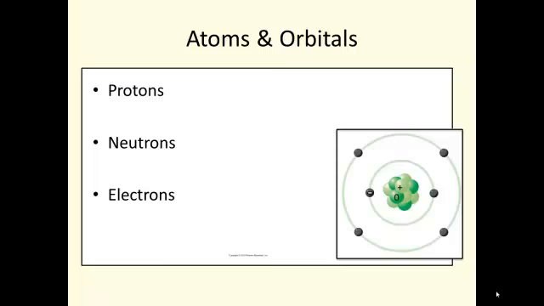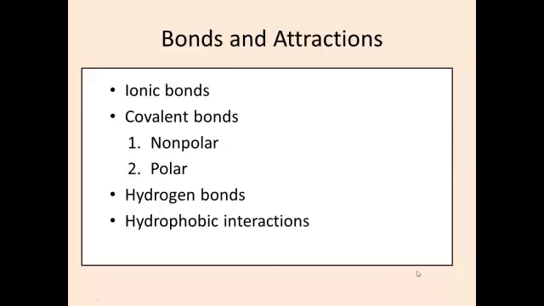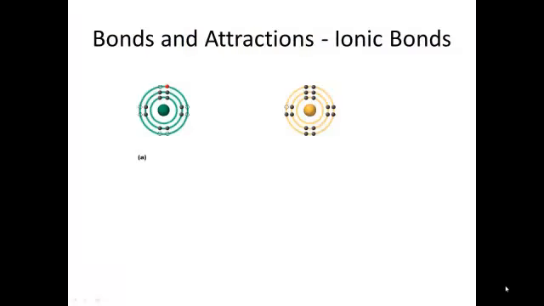with other atoms. In this next section, we're going to talk about bonds and attractions. We're going to talk about ionic bonds first, then covalent bonds, of which we have 2 types, nonpolar and polar. Then we're going to talk about hydrogen bonds and hydrophobic interactions. In this slide, we're going to talk about ionic bonds.